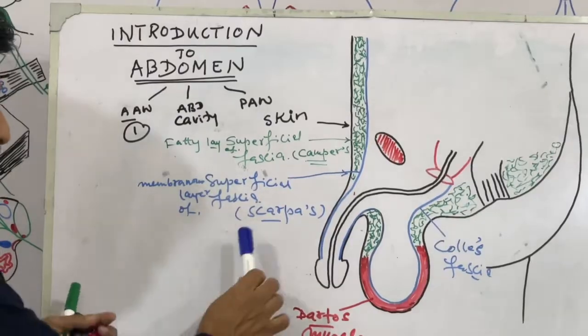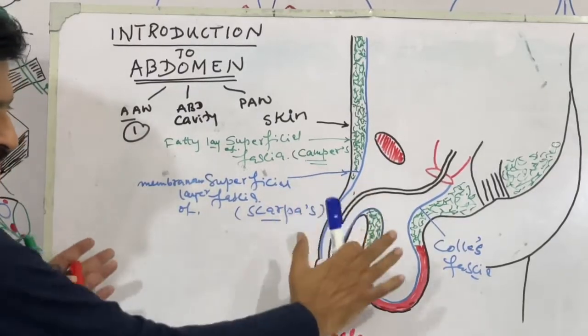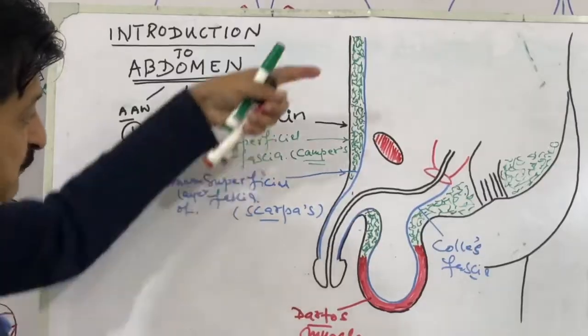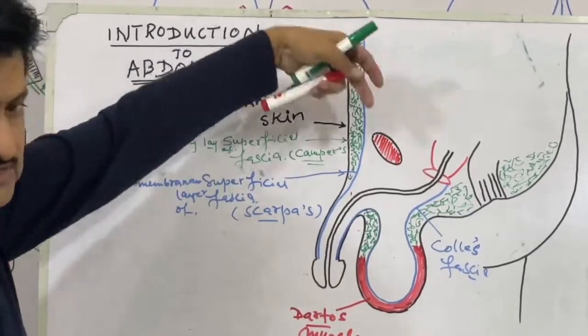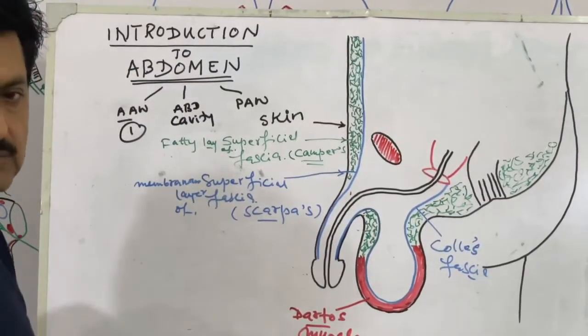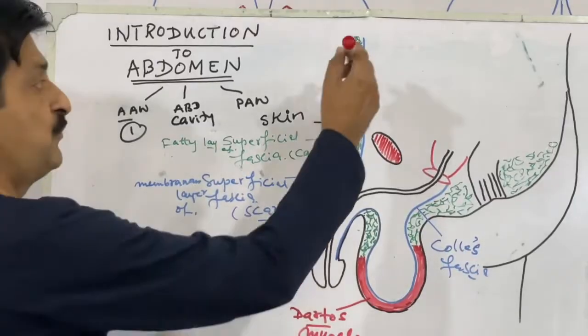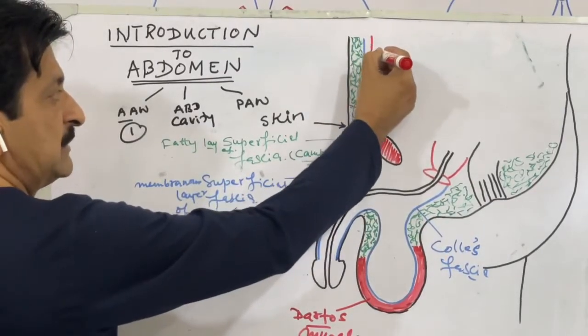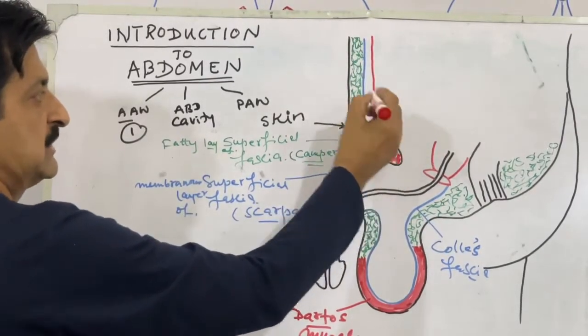So this is the anterior abdominal wall structure which I am going to show you. But when you enter, after these three layers, there will be three layers of muscles here. Three layers of muscles means the first layer you will come across is the external oblique muscle.